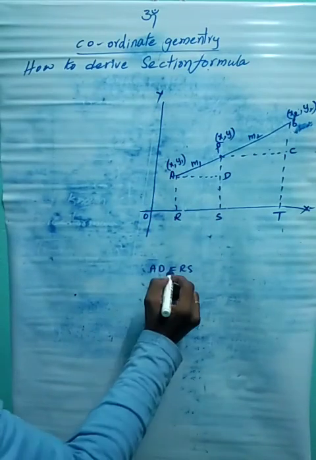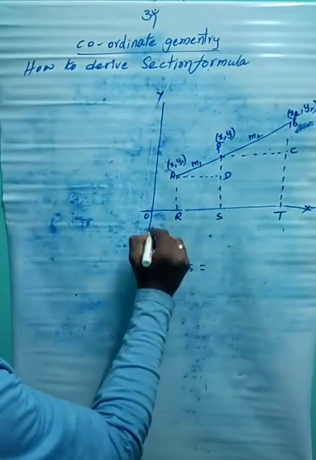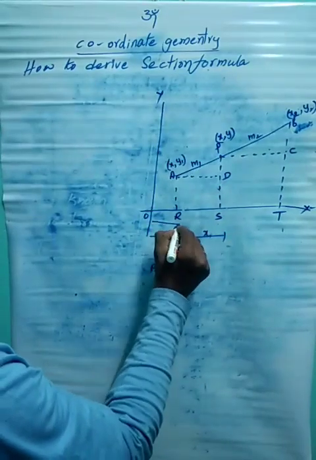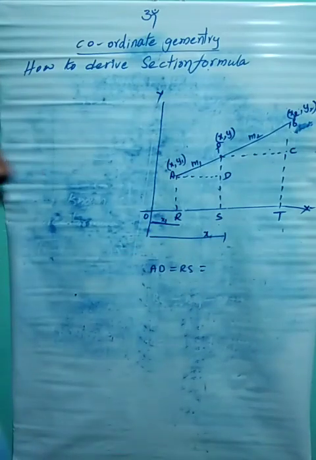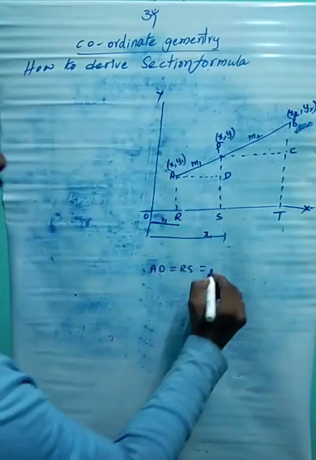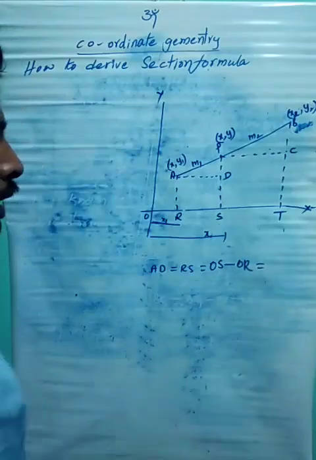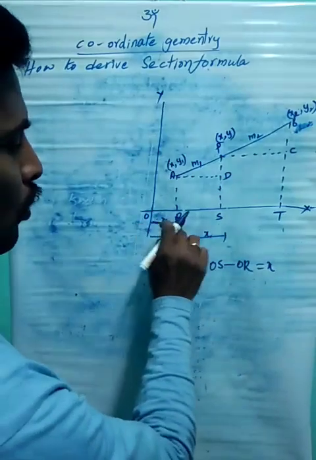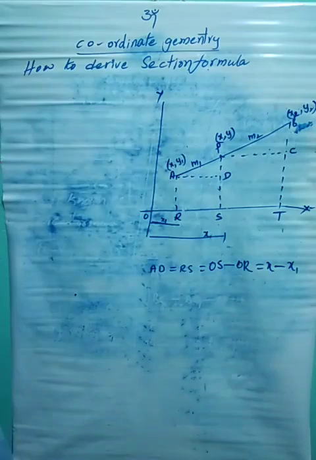Okay, right. Now, how to find the RS value? Suppose the distance OS is x and the distance OR is x1. As in the distance formula, RS is equal to OS minus OR. Clearly observe the board: OS is x and OR is x1. So RS, which equals AD, is x minus x1.